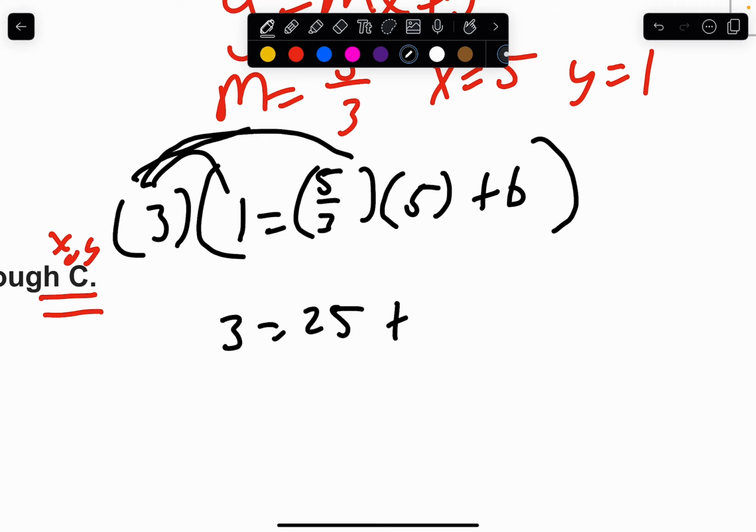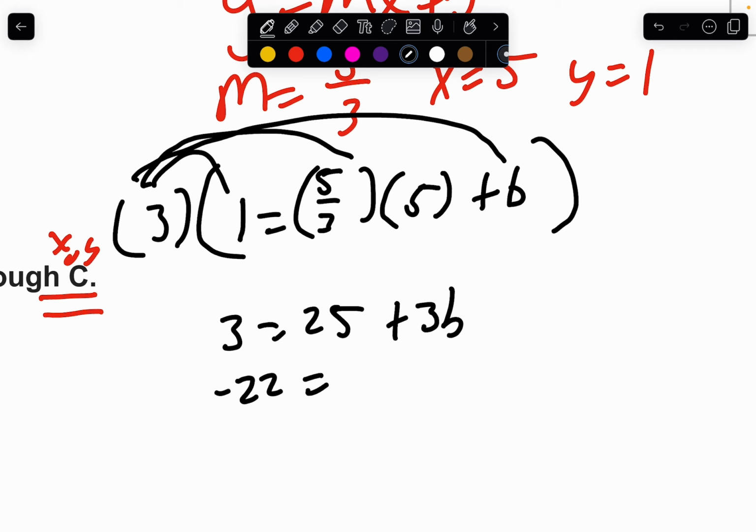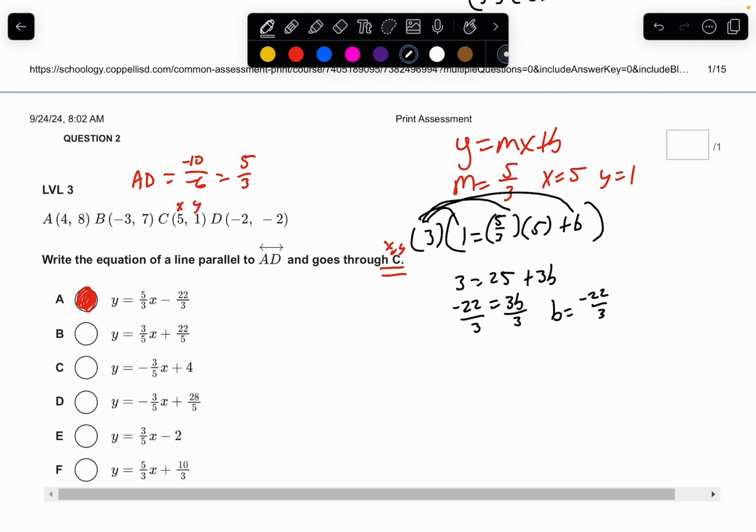But then you still got to do 3 times b. That would be 3b. So subtract 25 would be negative 22 equals 3b. Divide by 3, so our b value is negative 22 over 3. We know that the slope is 5/3. We know the b value. The only one that has both of those correct is A.